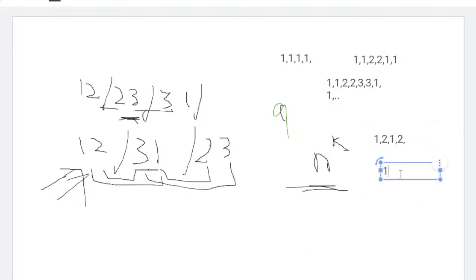The 1 2 1 3 case is 1 2 1 3, then 1 2 1 3, and so on. Then the 2 1 case is 1 2 2 1. Is this equiperiodic? No, no, no.